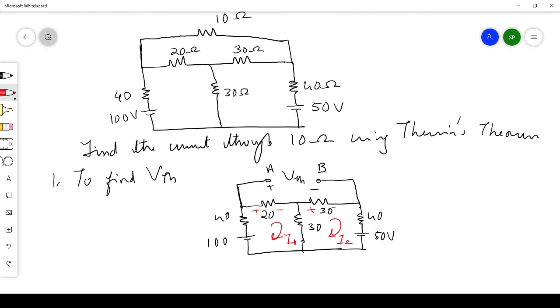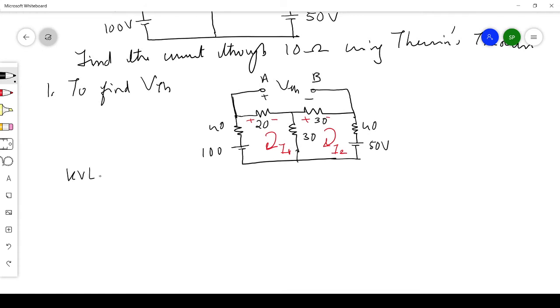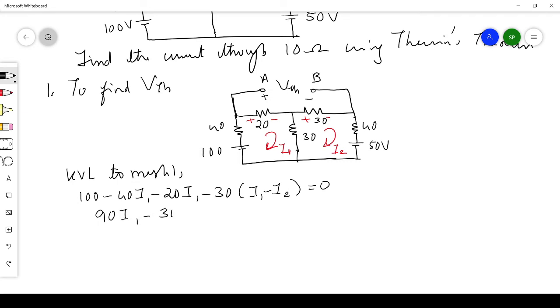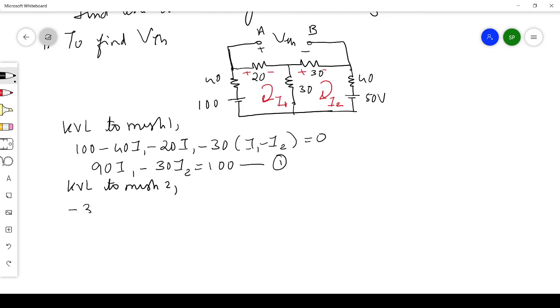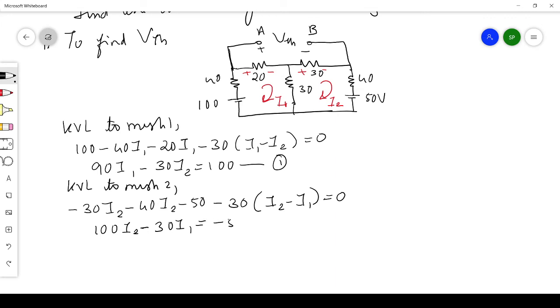Now we can apply KVL because it is a mesh. KVL to mesh 1 will give the equation 100 minus 40 I1 minus 20 I1 minus 30 into the difference of I1 and I2, I1 minus I2, is equal to 0. When you simplify, we get 90 I1 minus 30 I2 is equal to 100. This is equation number 1. Now KVL to mesh 2 gives minus 30 I2 minus 40 I2 minus 50 minus 30 into I2 minus I1 is equal to 0. Simplifying, we get 100 I2 minus 30 I1 is equal to minus 50. This is equation number 2.